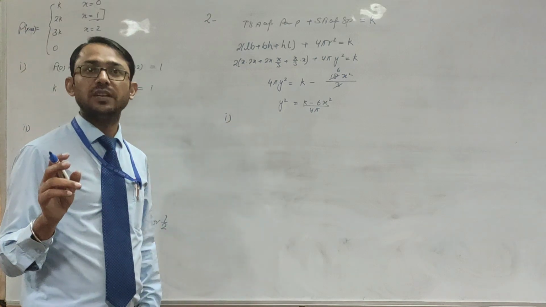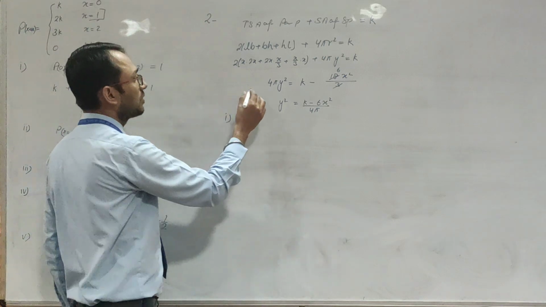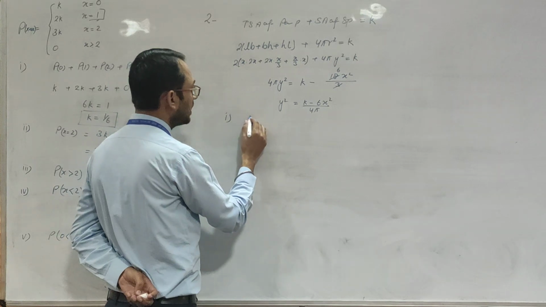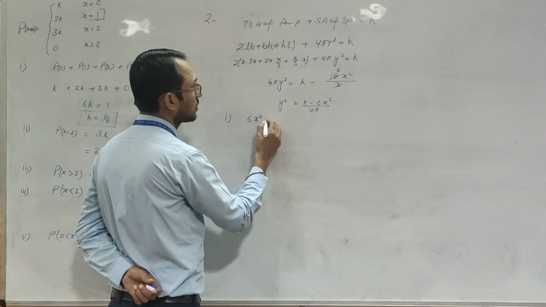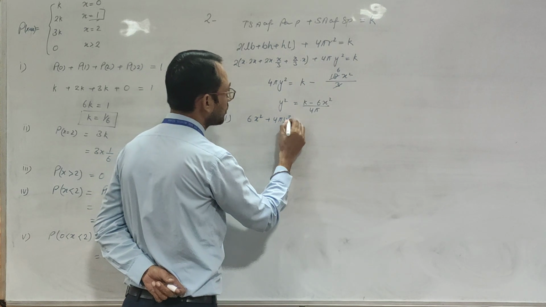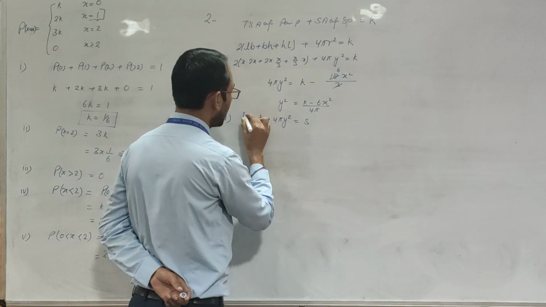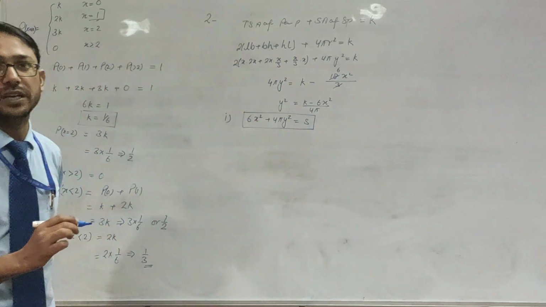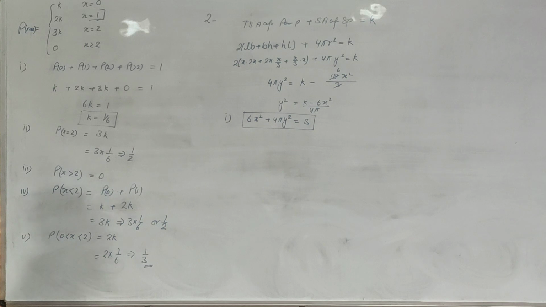So now we will see as per the requirement. The relation between x and y: we need to write the previous step. So that will be 6x square plus 4 pi y square equals s, because s is said as the surface area. This is the relation between x and y.